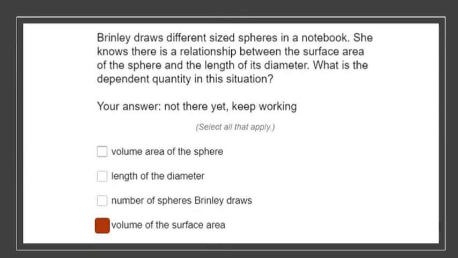Now, Brinley draws different size spheres in a notebook. So this one did not have the per or each, but it does have this phrase right here, surface area of the sphere. So this is your dependent right here, the surface area, and your independent is the length of its diameter right here.